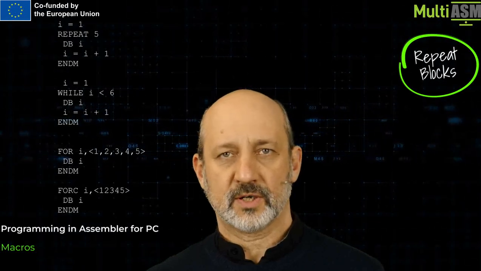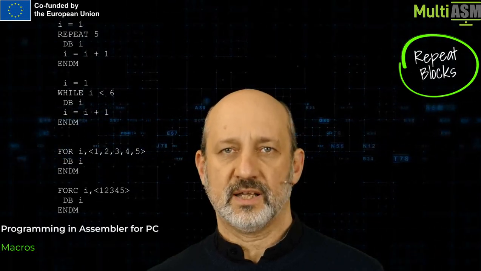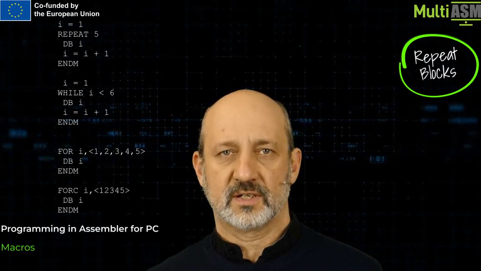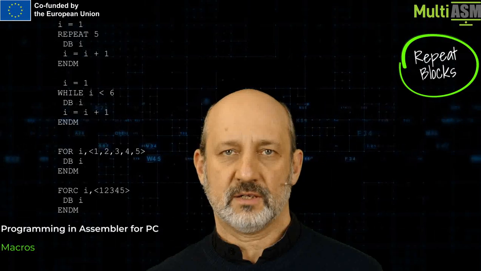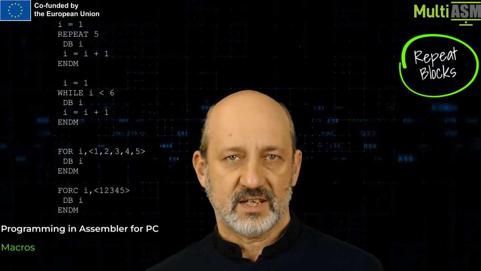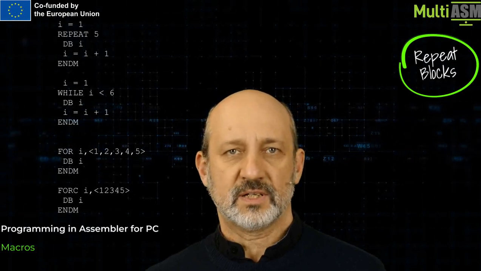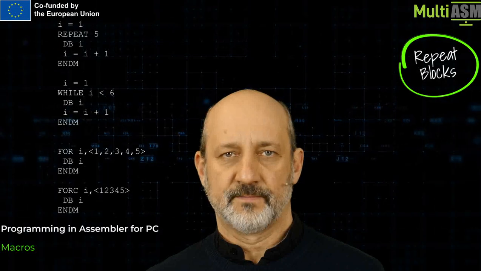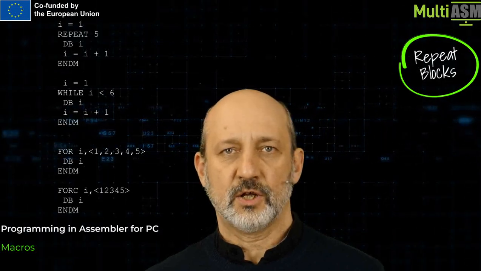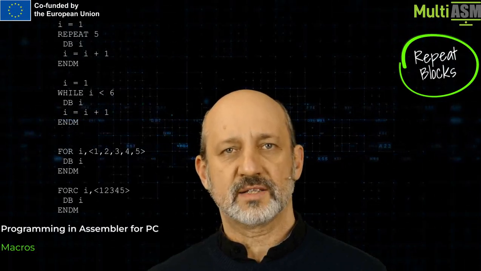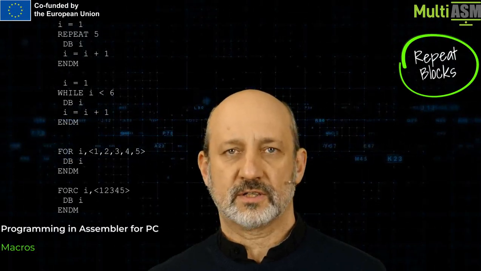The for block is expanded for each argument in a list. The parameter is a placeholder that represents the name of each argument taken from a comma-separated list. The for-c is similar to for, but takes a string of text rather than a list of arguments. The text must be enclosed in angle brackets. Statements inside the block are assembled once for each character from a string.